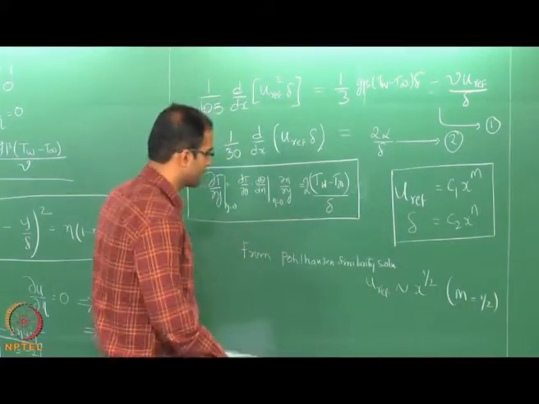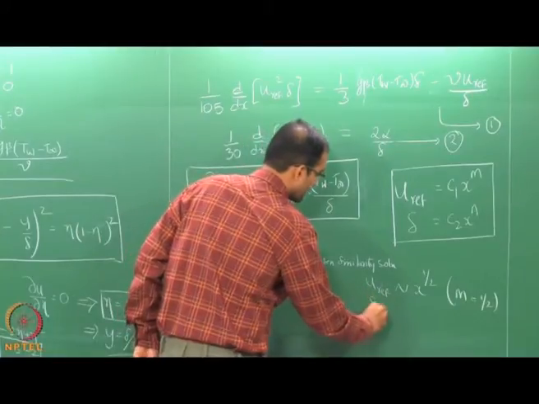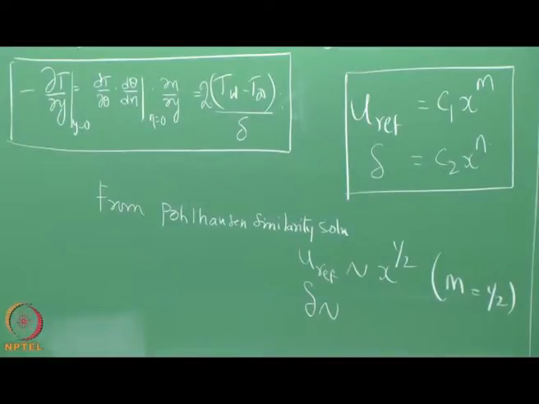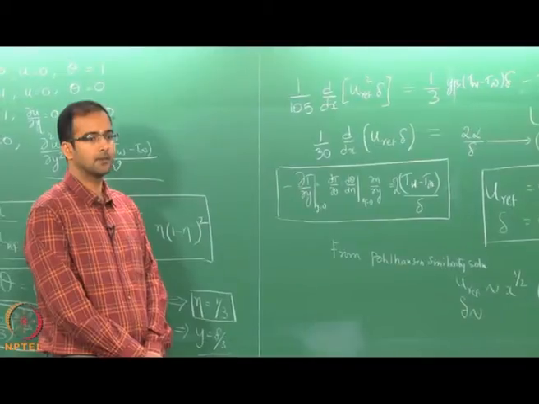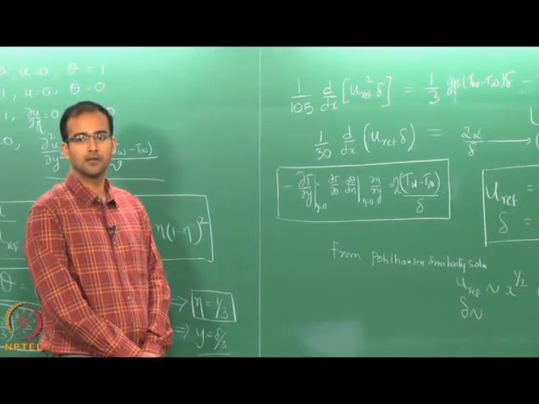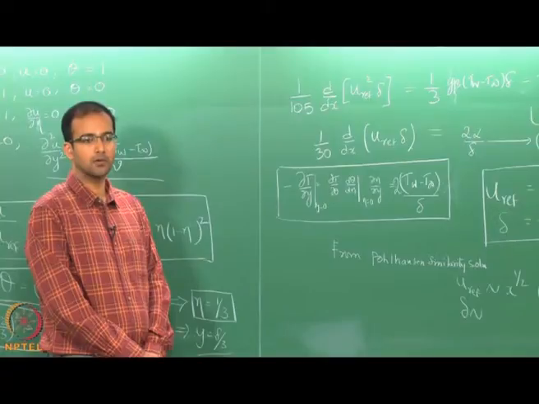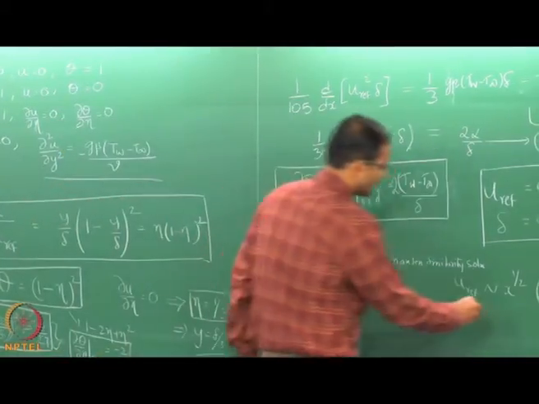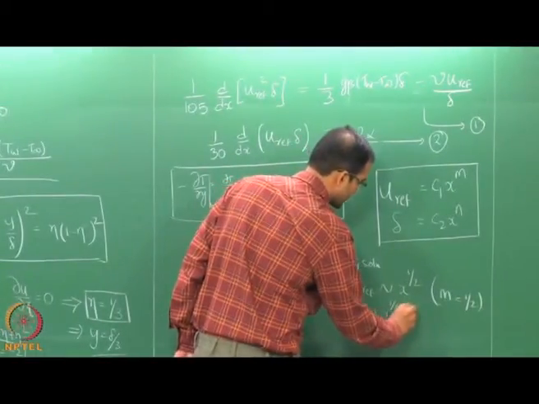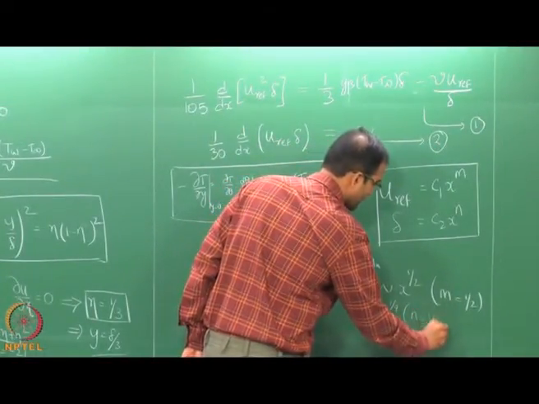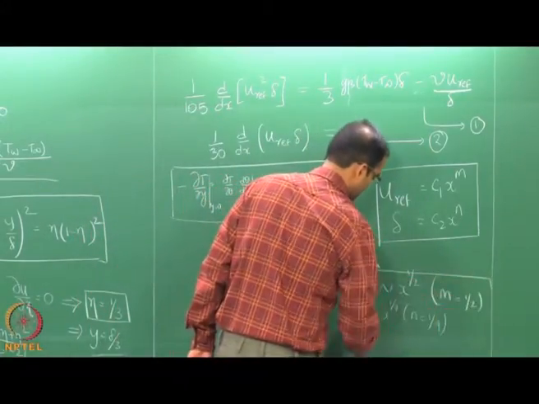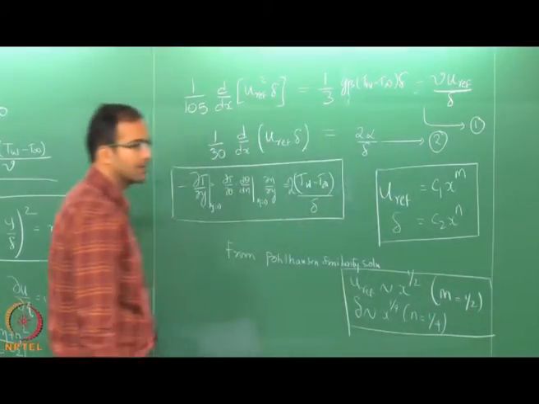And what about n? What is the dependence on x? It is x by Grashof number to the power 1 by 4. So we have 1 minus 3 by 4, that is x power 1 by 4. That is n equal to 1 by 4. So this is what we should be finally concluding from the approximate solution.